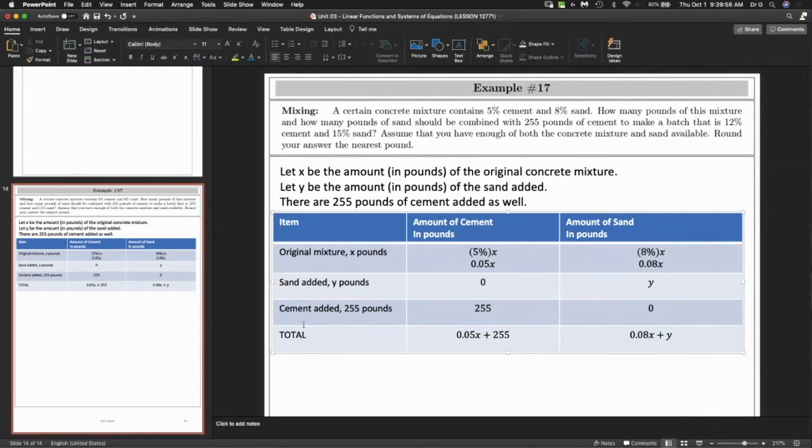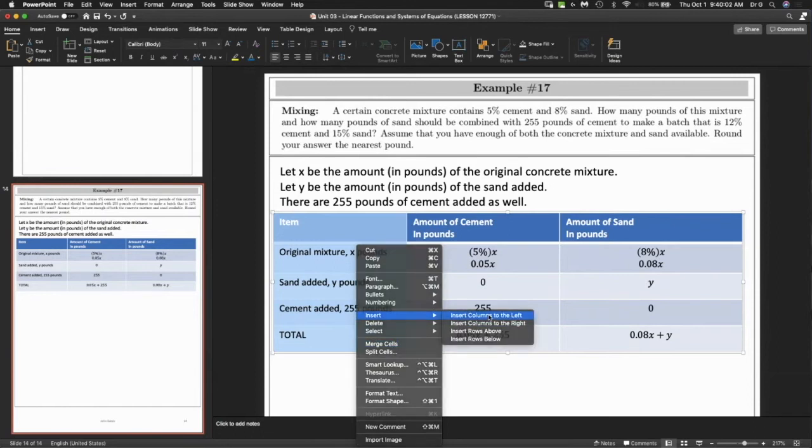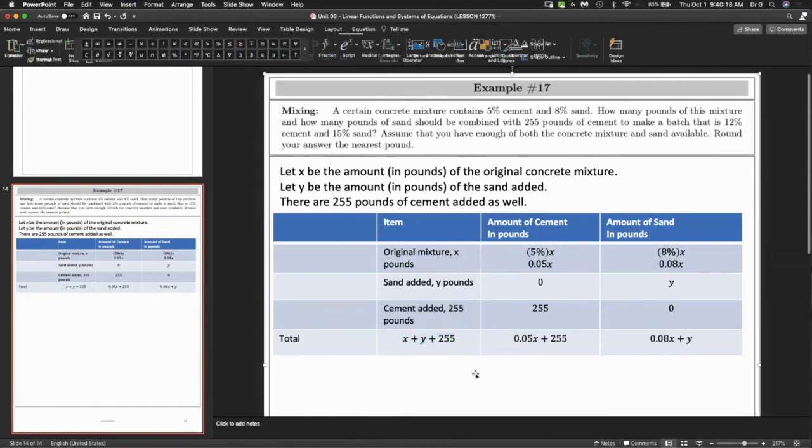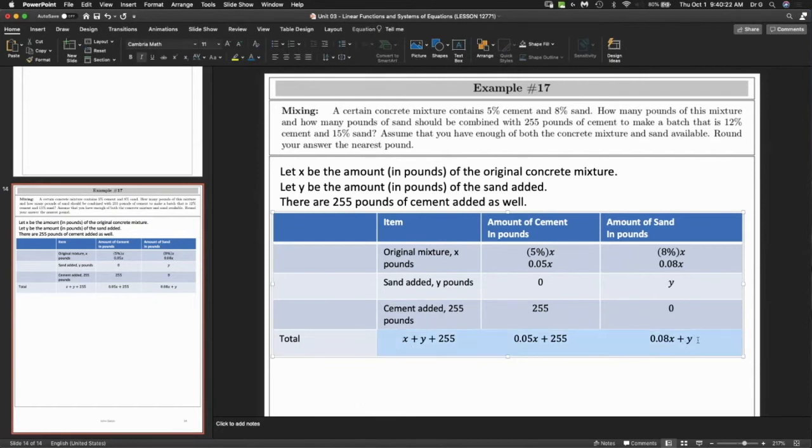And here, actually, I can put the total as well. So the total amount would be x plus y plus 255. So these are the numbers that I care about. If you understood those numbers, that's the key to the question.